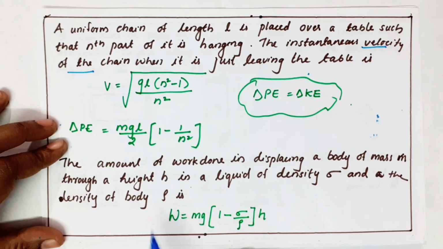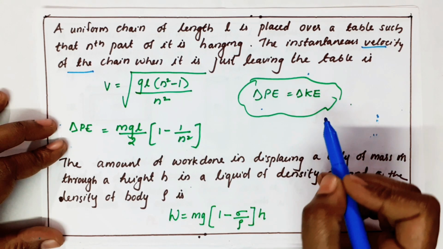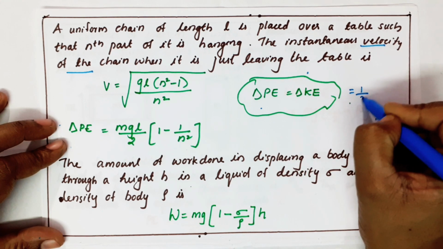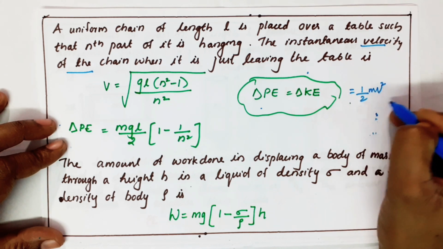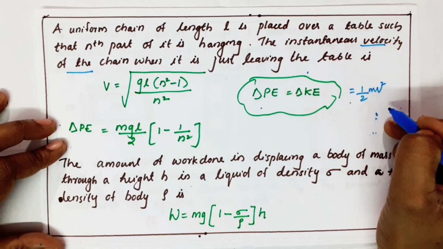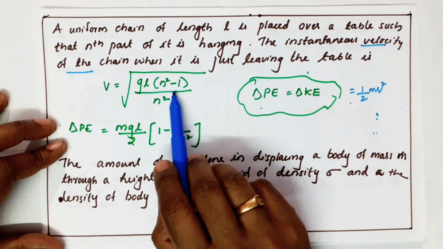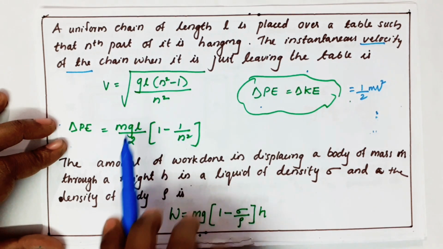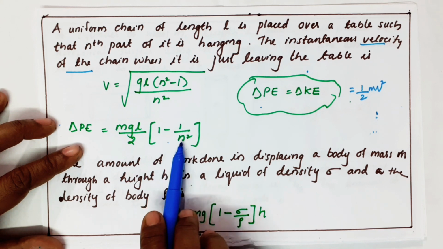So for velocity, you can take the formula: change in kinetic energy should be equal to change in potential energy. Change in kinetic energy, I can write as half mv square. Initially it's not moving, so that velocity is 0. We are equating half mv square with the term mg into 1 minus n square by L. I have written here that the change in potential energy is mgL by 2 minus mgL by 2n square.